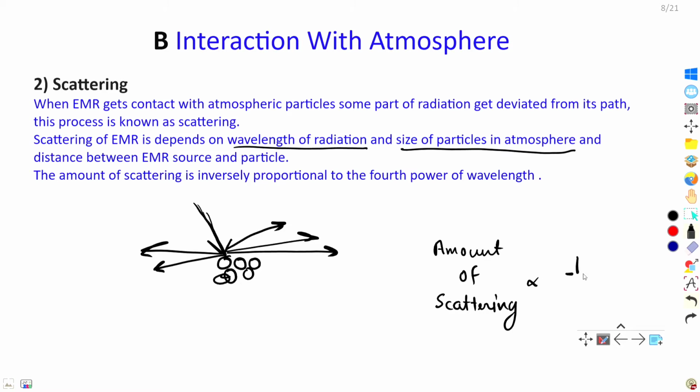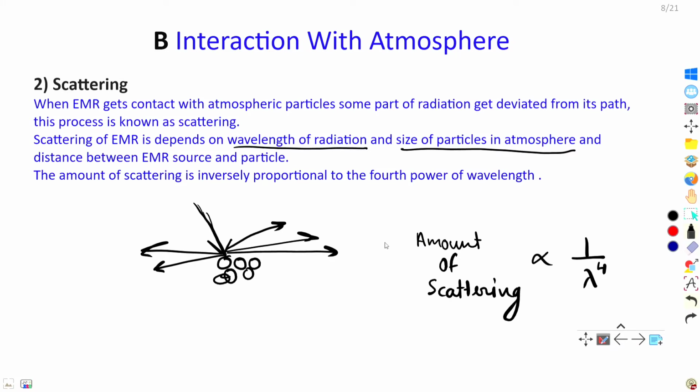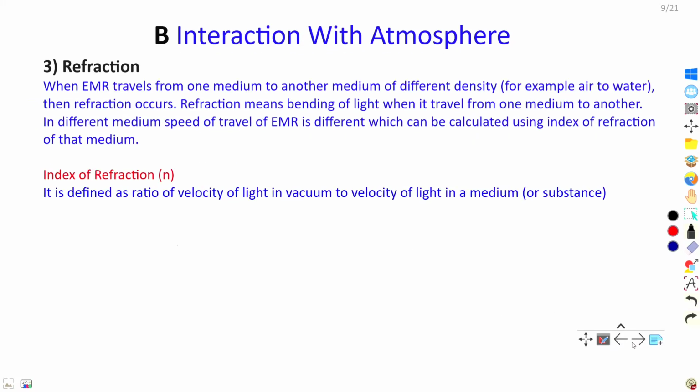Inversely proportional to the fourth power of wavelength. That means longer wavelength will have less scattering and shorter wavelength will have more scattering. So this is about scattering. Now we are moving towards refraction.